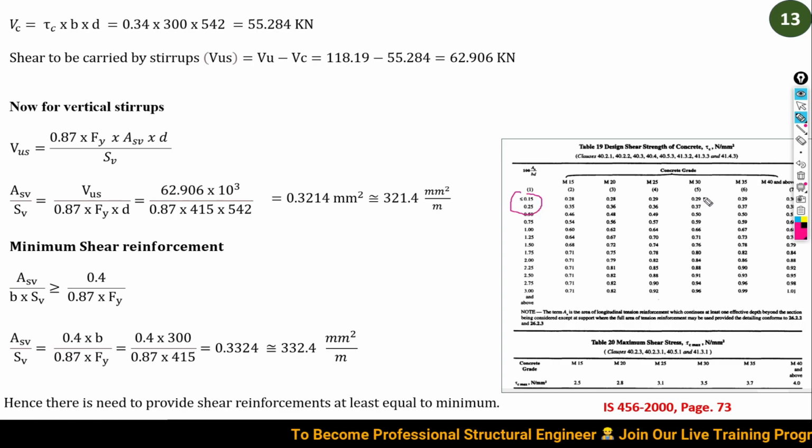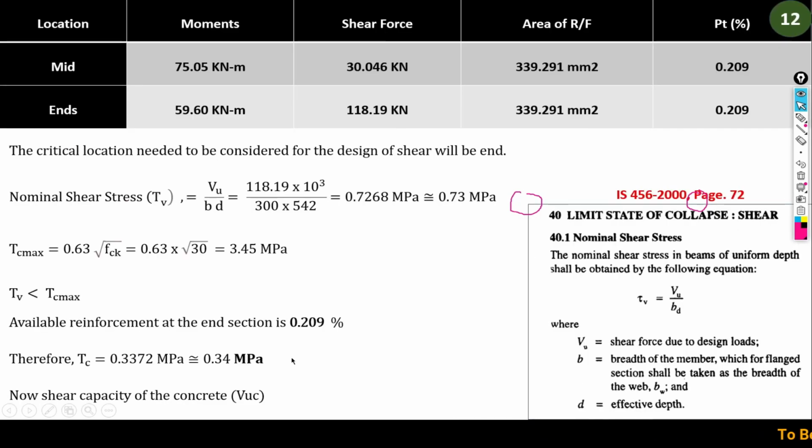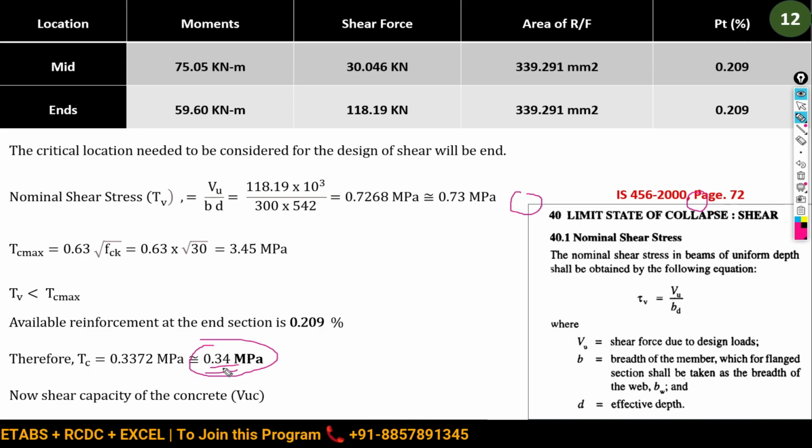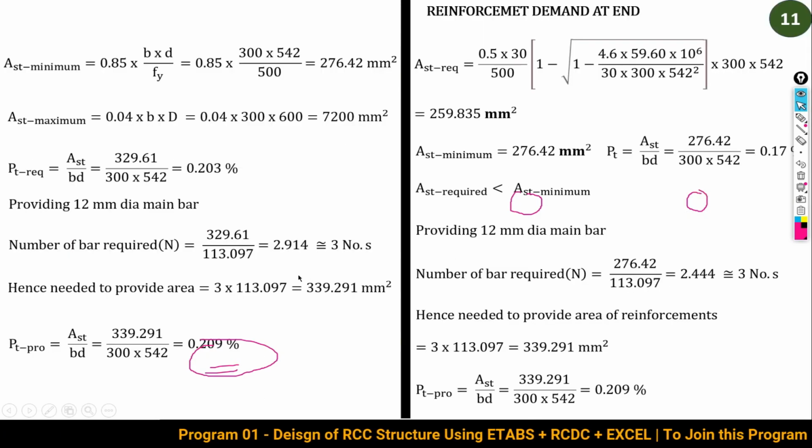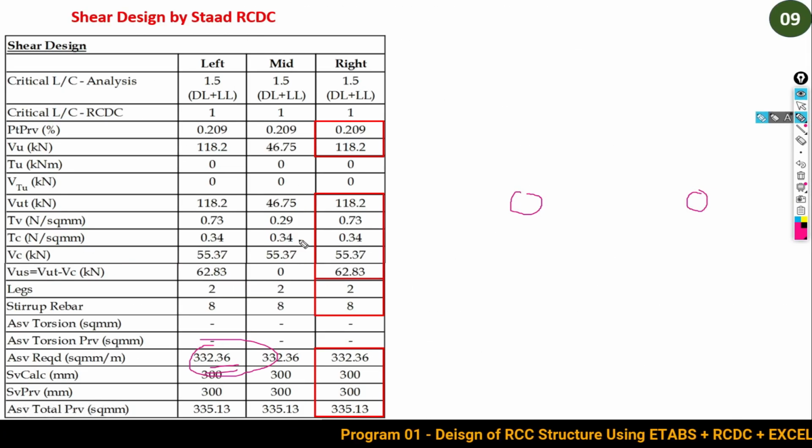So for that, you need to do the linear interpolation and find out the value. After doing the calculation, you are getting the value of tau c as 0.34. Rounded value, you are getting what? 0.34. Actually 0.3372. I am going to round up this value as 0.34. Let's match it with your RCDC calculation. It is again matching with the RCDC calculation, 0.34 critical.